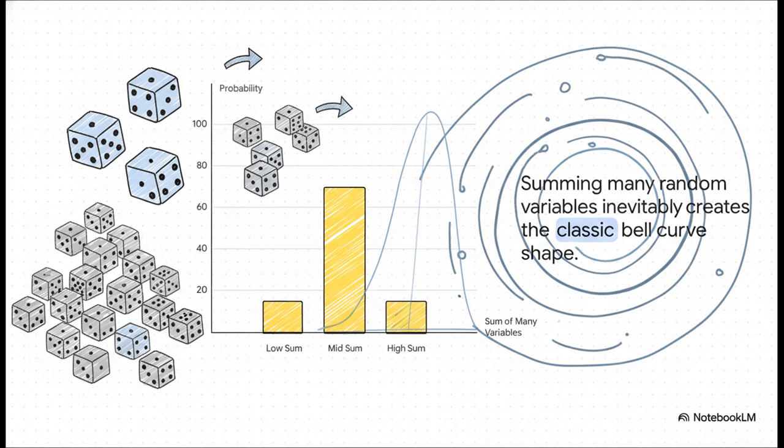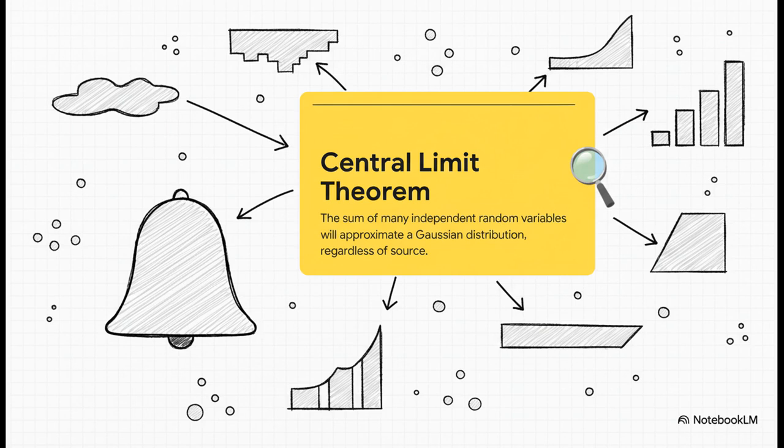When we sum the results of 3 dice, or 5, or 20, the more independent random things we add together, the more the combined result starts to look exactly like that classic bell curve. It's like there's some kind of statistical gravity just pulling all these different random outcomes toward one single universal shape. This incredible phenomenon is the central limit theorem. What it says is that the sum of a whole bunch of independent random variables will always start to look like a Gaussian distribution. And here's the kicker, the really mind-blowing part. It works regardless of what the original distributions looked like. The source of the randomness doesn't matter one bit.